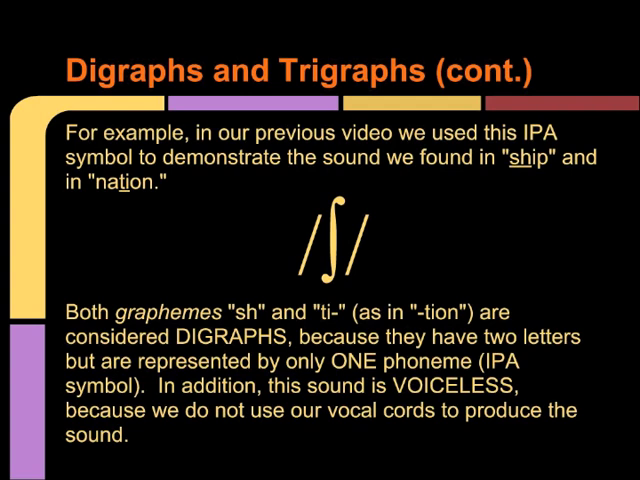For example, in our previous video, we used this IPA symbol to demonstrate the sound we found in ship and in nation. Both graphemes, SH and TI, as in shun, are considered digraphs because they have 2 letters but are represented by one phoneme or IPA symbol. In addition, this sound is voiceless because we do not use our vocal cords to produce the sound.